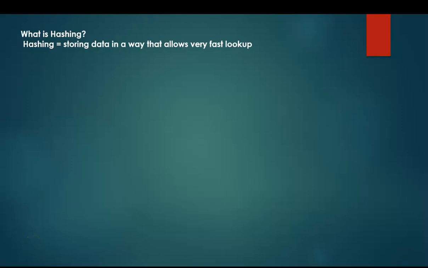Hello everyone, welcome back. This video will solve the two sum problem using the hashing approach. Before solving the problem, let me introduce hashing in simpler terms. So what is hashing? Hashing is nothing but storing data in a way that allows very fast lookup, right?